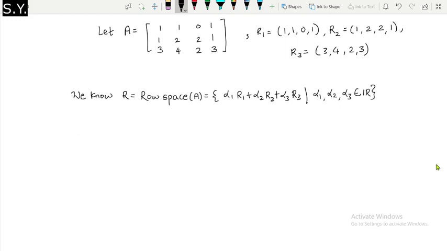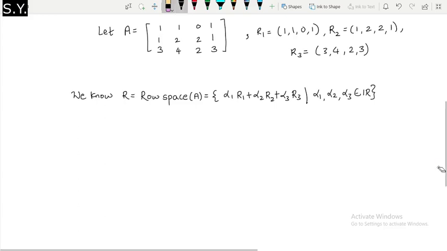Now since our rank is always less than or equal to the minimum of m, n, in this case it is the minimum of 3, 4, which is 3. So it is clear that our rank should be either 1 or 2 or 3. Rank cannot be 0 because it is a non-zero matrix. Now let us see what rank we get here.